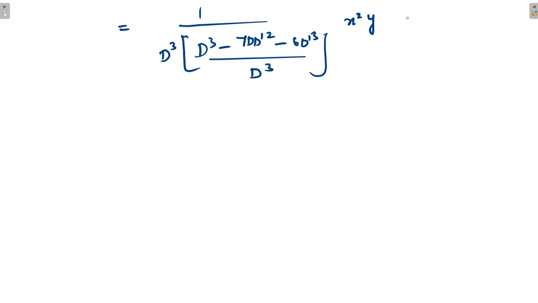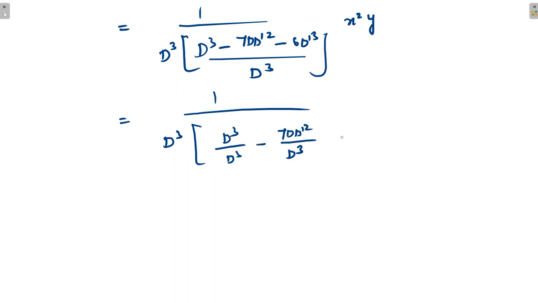So now you can rewrite D cube by, simply try to split the D cube in each term. So you may get 6D cube by D cube. So you can cancel this term. So only one D in the numerator.